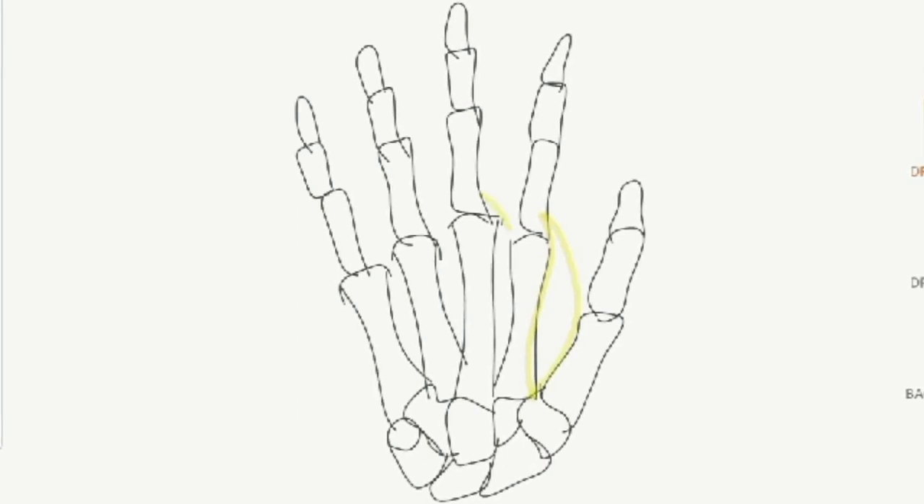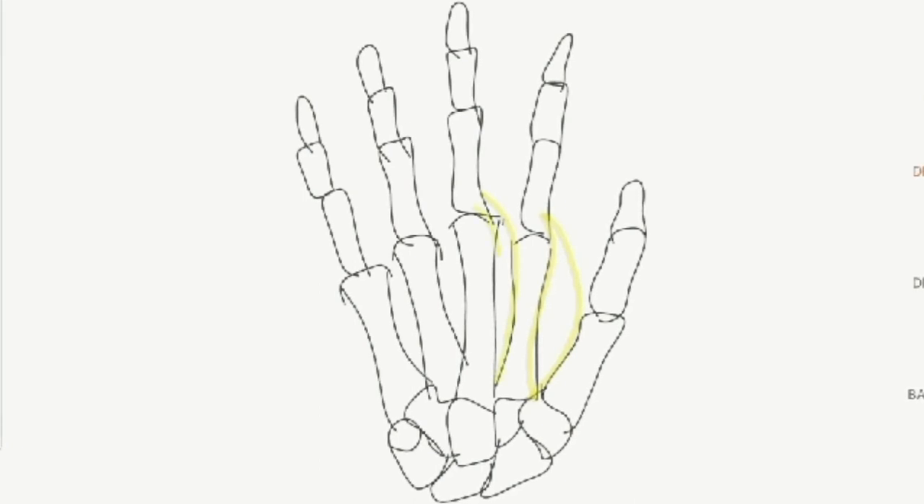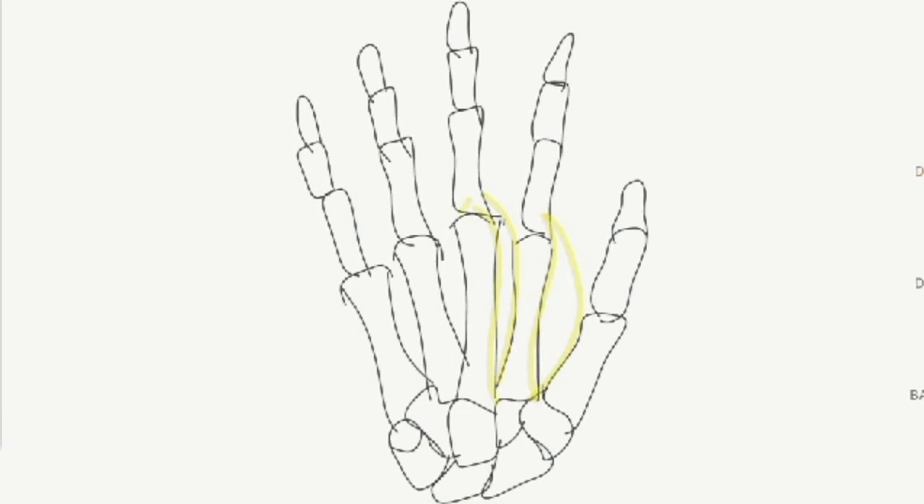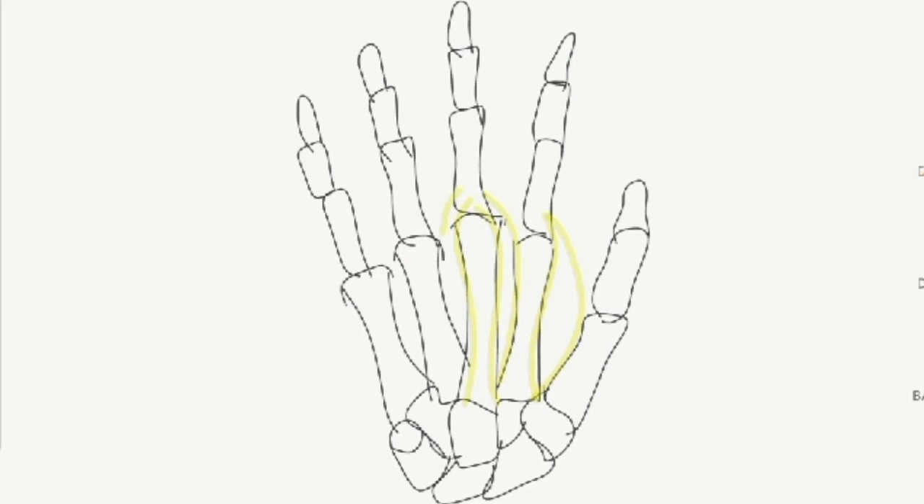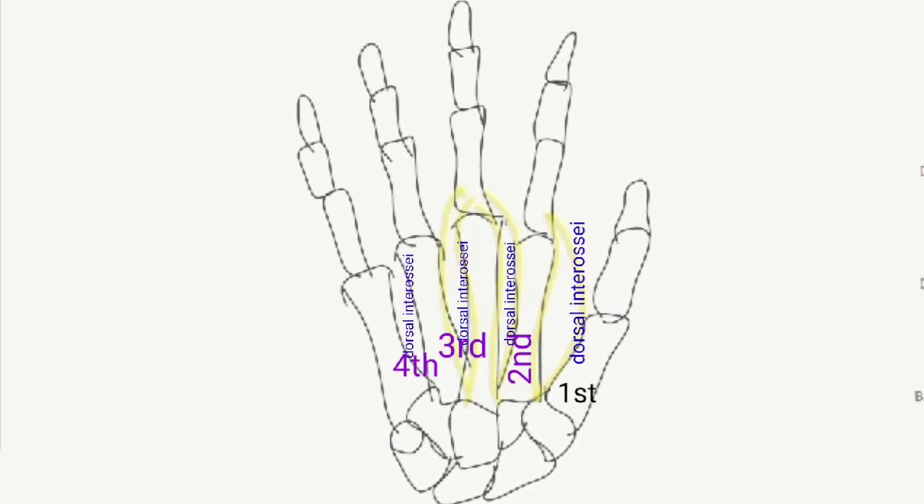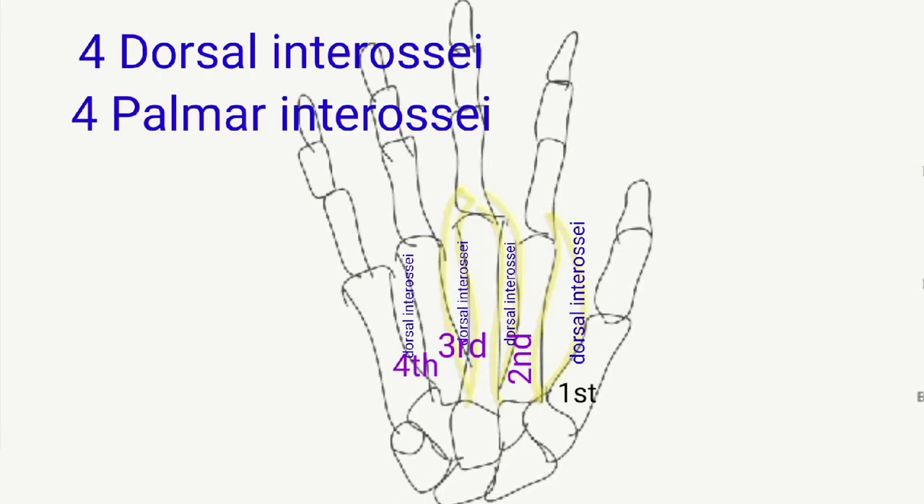The second and third dorsal interossei are inserted into the middle finger. So it abducts the middle finger to both sides, because the axis passes through the middle finger. So the middle finger is adducted.